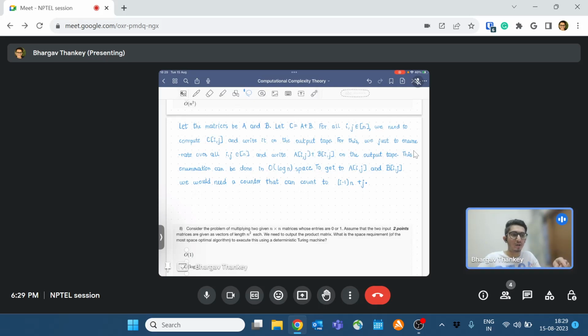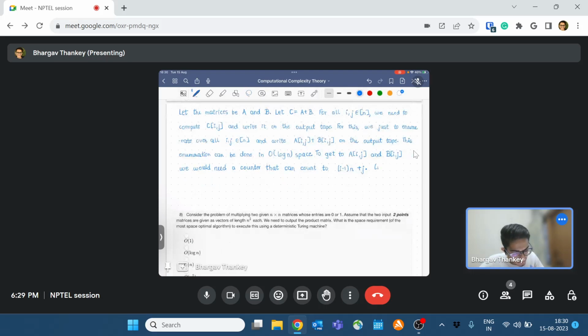If you were in the second row, you would have to count n plus j, because you need to clear the entire first row and then move to the second row. So the first row would take n, the second row would take j. Correct. So (i minus 1) times n plus j can be computed in order log n space.